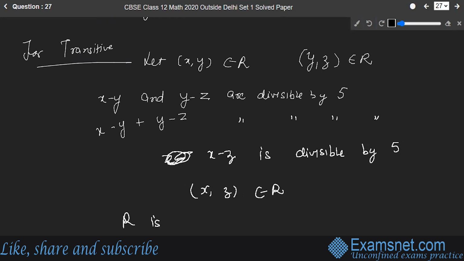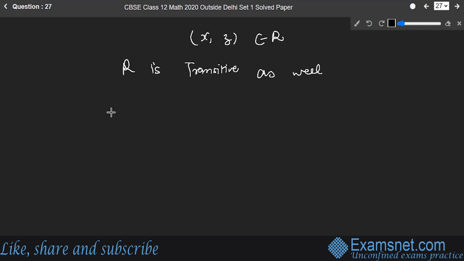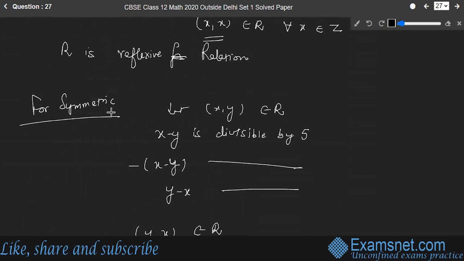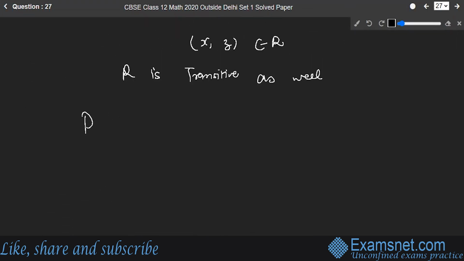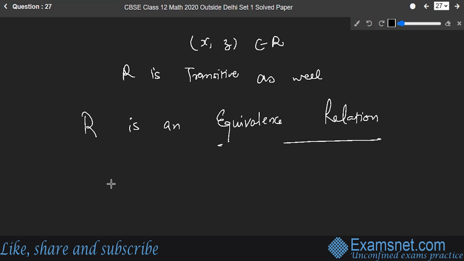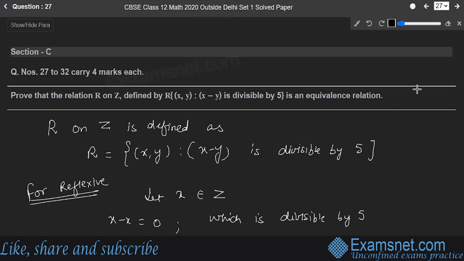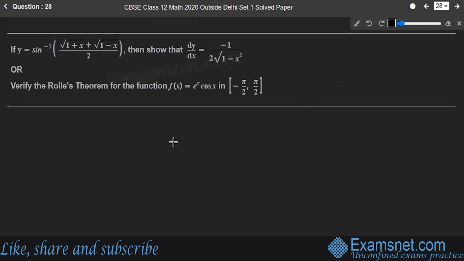Therefore, R is transitive also. Therefore, it is all the three: it is transitive, it is symmetric, it is reflexive. Therefore, R is an equivalence relation. Hope you understood that. And this is what we needed to prove in the question, and we proved it, hence proved. Next is question number 28.